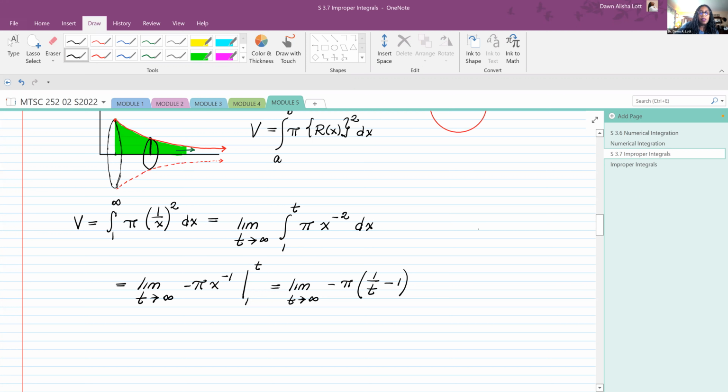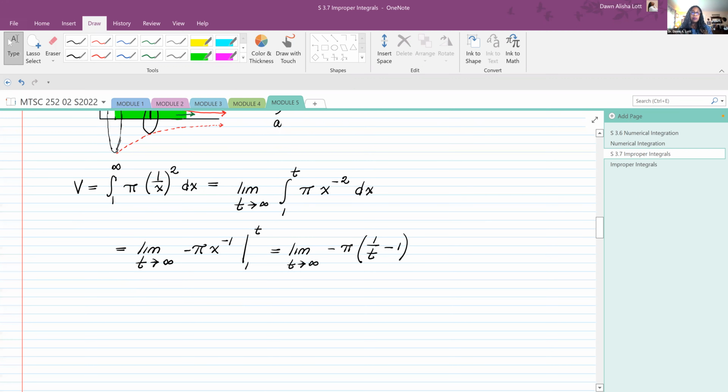Okay, now here's the fun part. How to take the limit. Tell me what happens when you take the limit as t goes to infinity. What happens to 1 over t as t gets very, very, very large? It approaches 0.